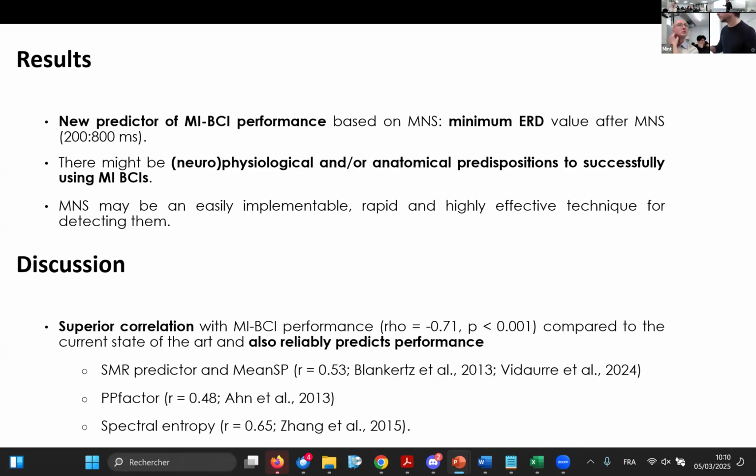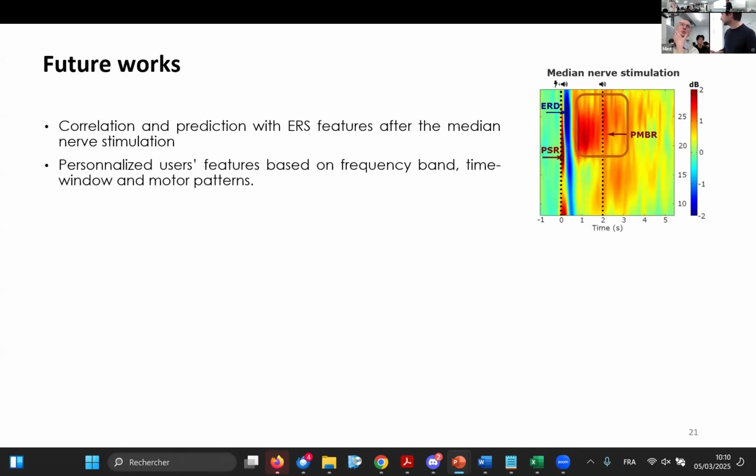If we compare with the literature, the neurophysiological predictor based on nerve stimulation could be very relevant. What we want to do in future work is not only use ERD patterns after nerve stimulation, but also ERS patterns, which we already tested. The correlation is not so good, but maybe for some subjects it could be better with ERS patterns, and for other subjects it could be better with ERD. So we will try to compute ERD and ERS patterns to try to predict BCI performance.